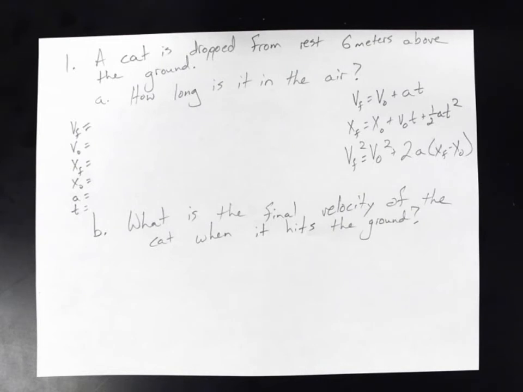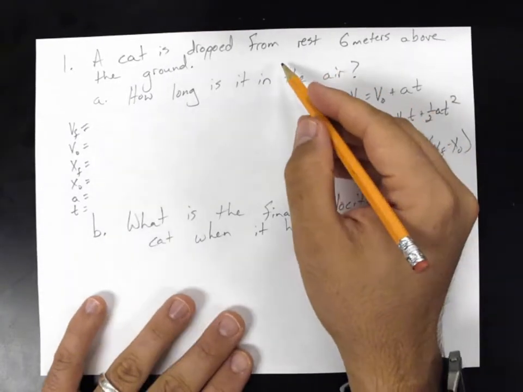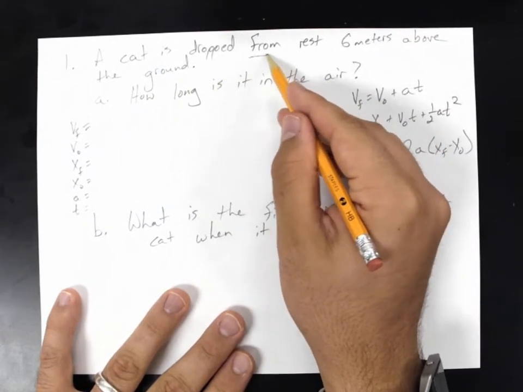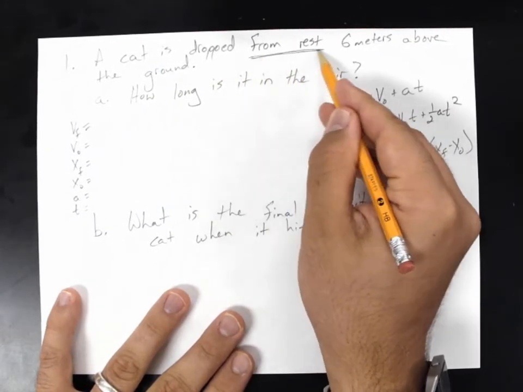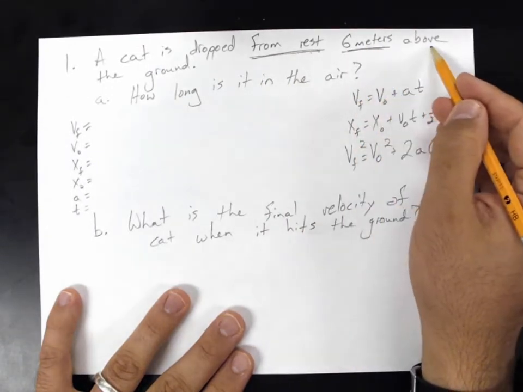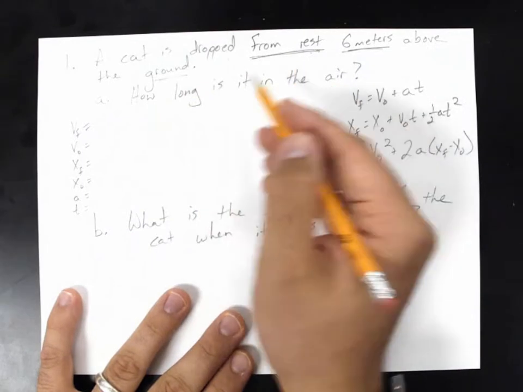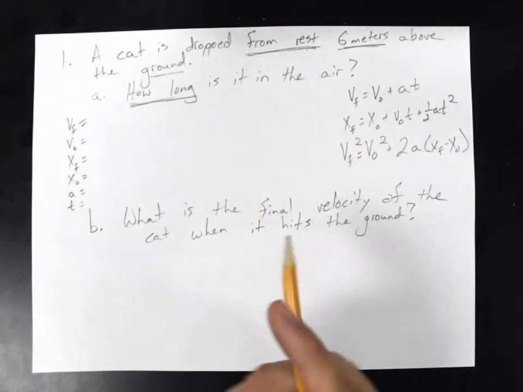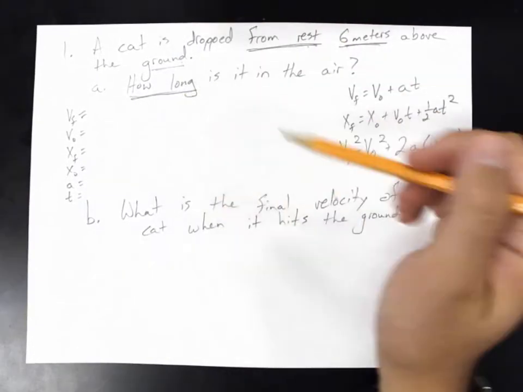A cat is dropped from rest 6 meters above the ground. How long is it in the air? Let's break it down. A cat is dropped from rest. This seems important. I don't know why yet, but it seems important. From rest seems important. 6 meters, obviously important. Above the ground seems important also. How long? Okay, so for our first problem, we have some stuff. Okay, let's figure out what it is.